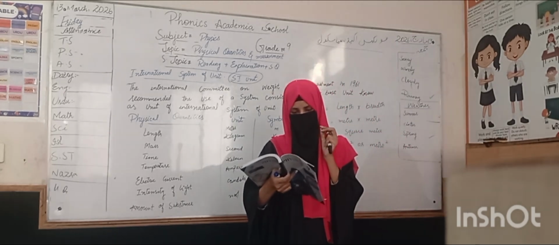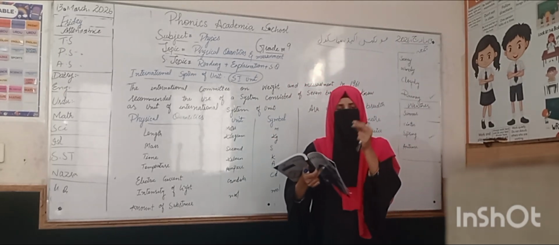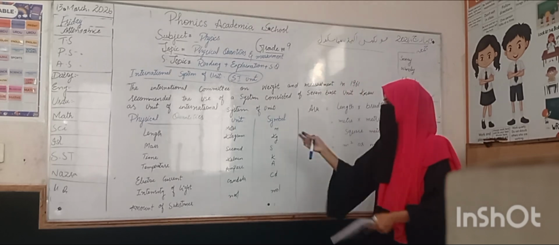Table 1.4 is what we use in the international system. You have to learn this table. You have learned this lesson.